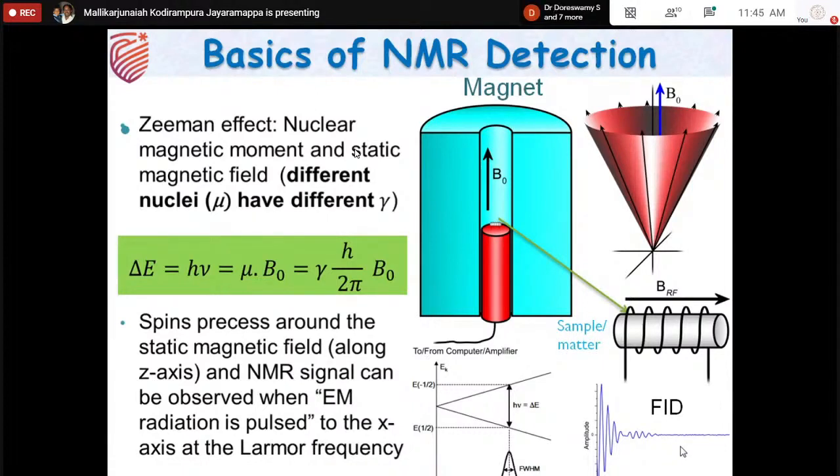Okay, this is how the detection happens. What we do is keep our system in the presence of a magnetic field. When the external radiation's energy matches the energy difference between these two energy levels, absorption occurs. That leads to emission of radiation of the same amount of energy, which we call the NMR signal in time domain.